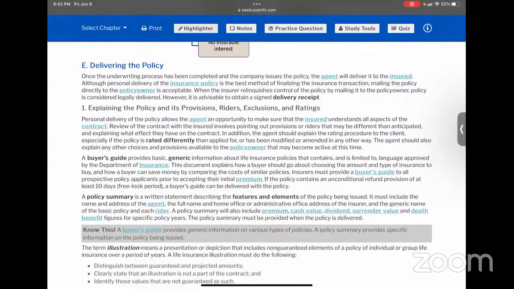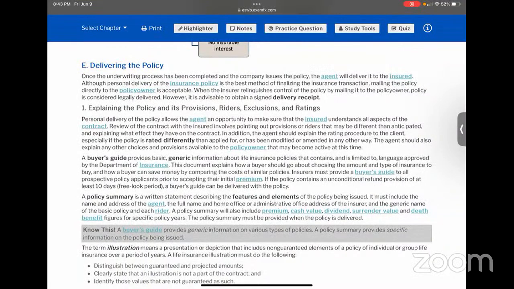Explaining a policy and its provisions, riders, exclusions, and ratings. Personal delivery of the policy allows the agent an opportunity to make sure that the insured understands all aspects of the contract. Reviewing the contract with the insured involves pointing out provisions or riders that may be different than anticipated and explaining what effect they have on the contract. In addition, the agent should explain the rating procedure to the client, especially if the policy is rated differently than applied for or has been modified or amended in any other way. The agent should also explain any other choices and provisions available to the policy owner that may become active at this time.